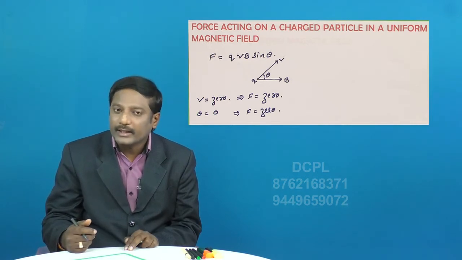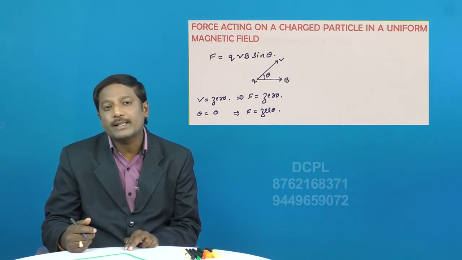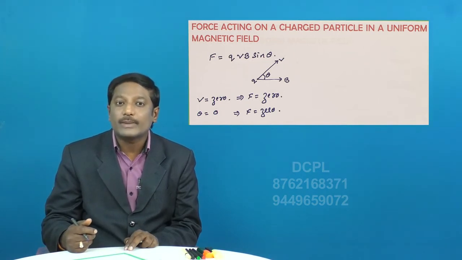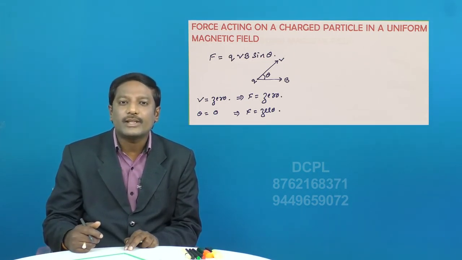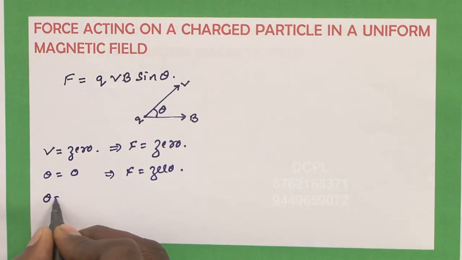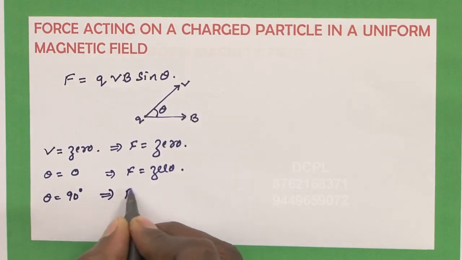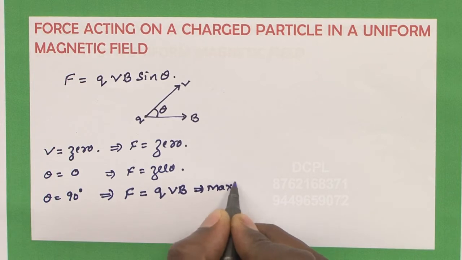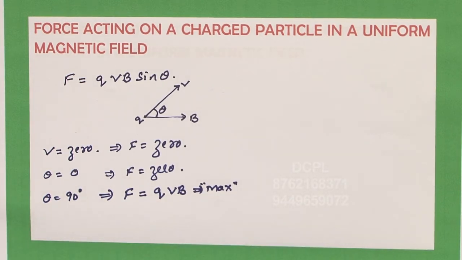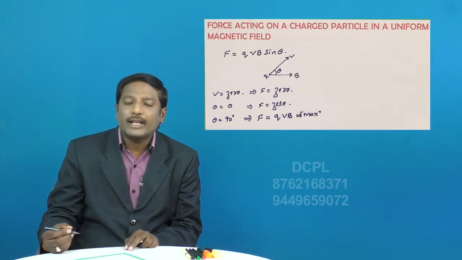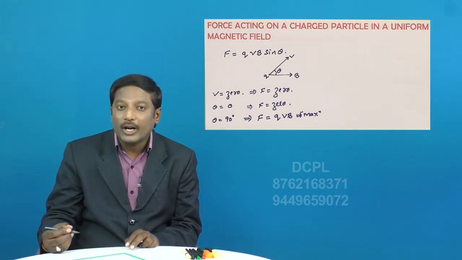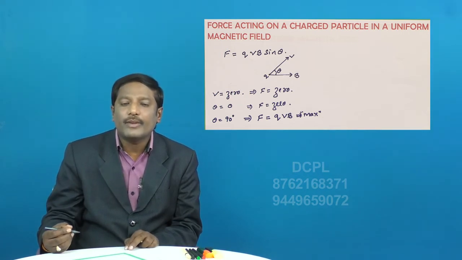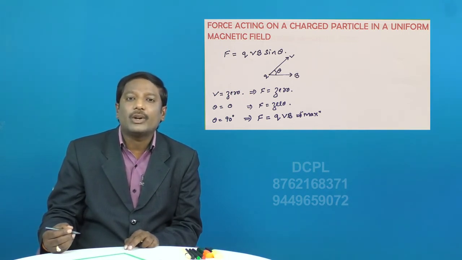Then, the force acting on the particle is maximum if the charged particle moves perpendicular to the magnetic field, that is, when theta is 90 degrees, the force acting on the particle is maximum, equal to QVB. So, this is the maximum force acting on the charged particle when it is moving in a uniform magnetic field. Remember students, the force is maximum if the charged particle moves perpendicular to the magnetic field. And also, when the charged particle moves in a uniform magnetic field, it moves in a circular path.